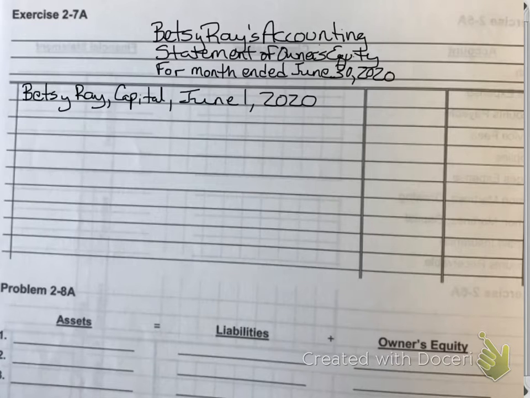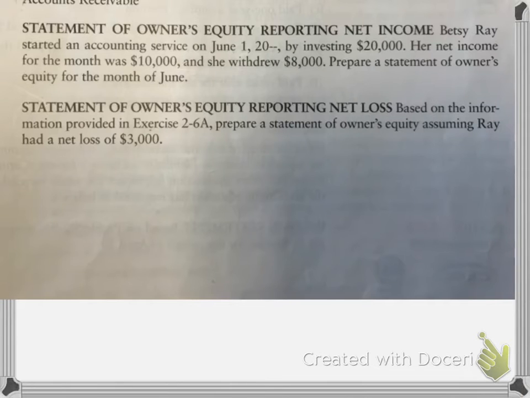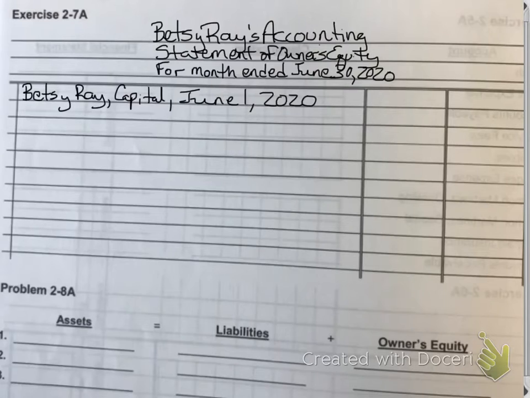Now what was it? Let's look back at the problem. If you remember, this is a new business. Betsy started the accounting service by investing $20,000. Your beginning capital balance is always what you ended the previous month with. So this business was not in existence in the previous month during May. So our beginning balance is 0, and we'll indicate that by the small ruling.